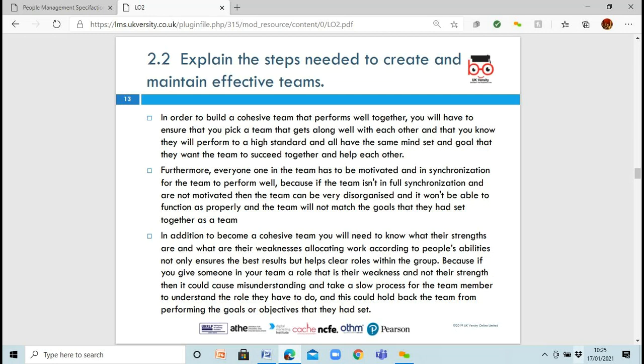For a cohesive team, you need to know the strengths and the weaknesses and set the tasks and objectives according to their own abilities. So there's no point in giving somebody who's not very good on Excel spreadsheets work to do and saying, this is what you're going to be focusing on. You need to make sure that everybody is given the tasks according to what they can and cannot do.